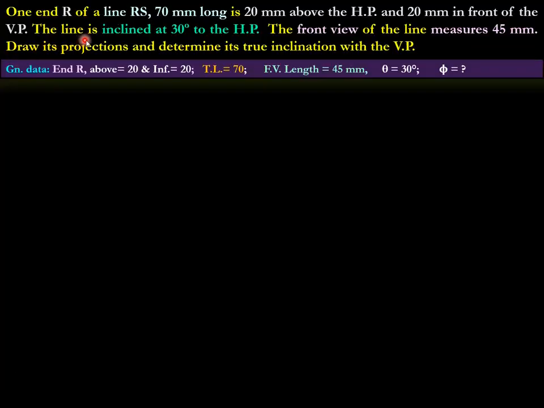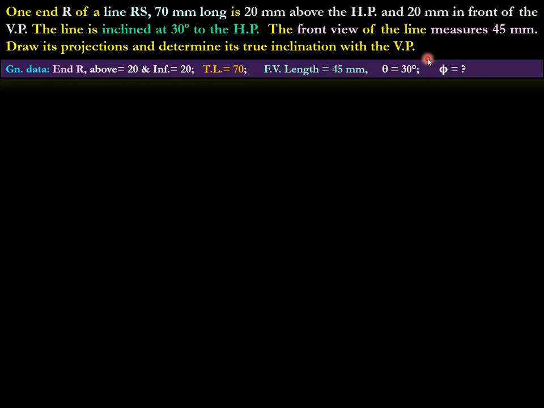One end R of a straight line RS, 70 mm long, is 20 mm above the horizontal plane and 20 mm in front of the vertical plane. The line is inclined at 30 degrees to the horizontal plane. The front view of the line measures 45 mm. Draw its projections and determine its true inclination with the vertical plane.